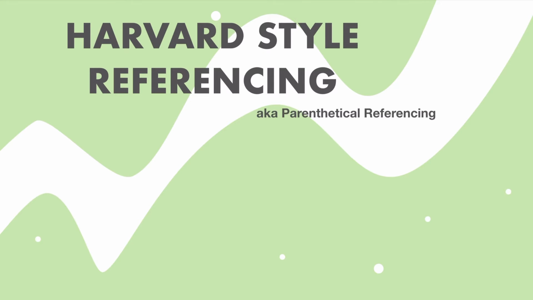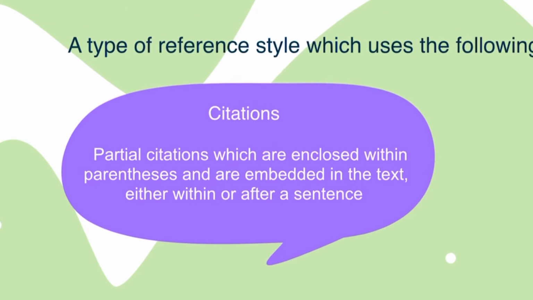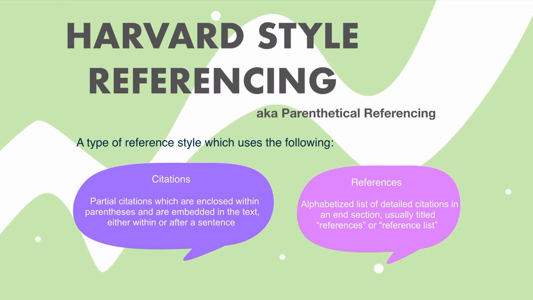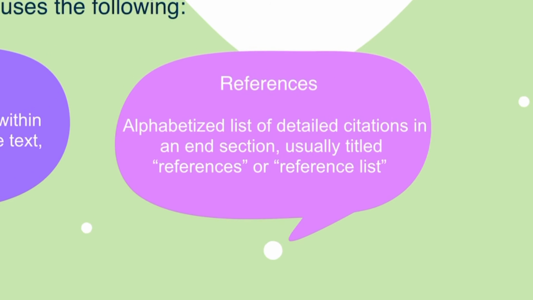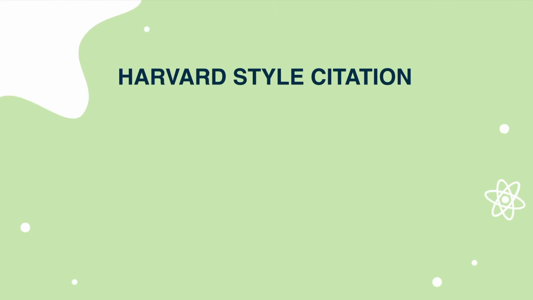Also known as parenthetical referencing, it is a reference style which uses the following: partial citations, which are enclosed within parentheses and embedded in the text either within or after a sentence, for the citations; and an alphabetized list of detailed citations in the end section, usually titled references or reference list, for the references. Here, I'm gonna talk about the Harvard style of citation first.